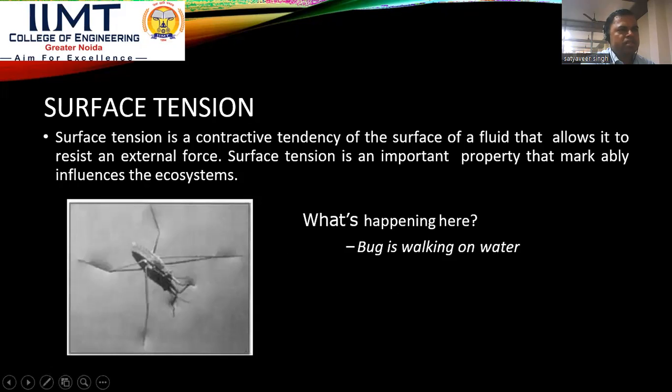Now, what is surface tension? We will understand the next fluid property, known as surface tension. Surface tension is a basic concept and it is defined as force per unit length. In the figure, the bug is walking on the water surface because of the surface tension effect. Surface tension is a contractive tendency of the surface of the fluid that allows it to resist an external force. And surface tension is an important property that markedly influences the ecosystem.